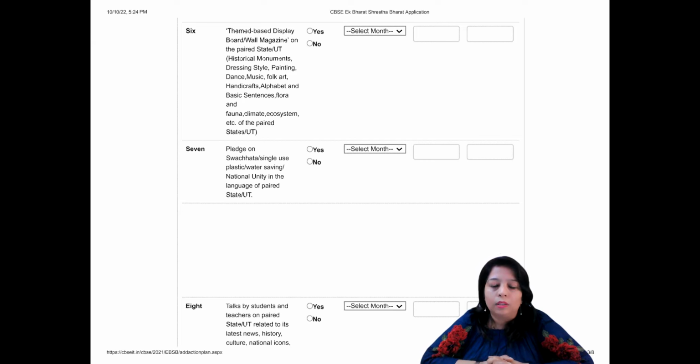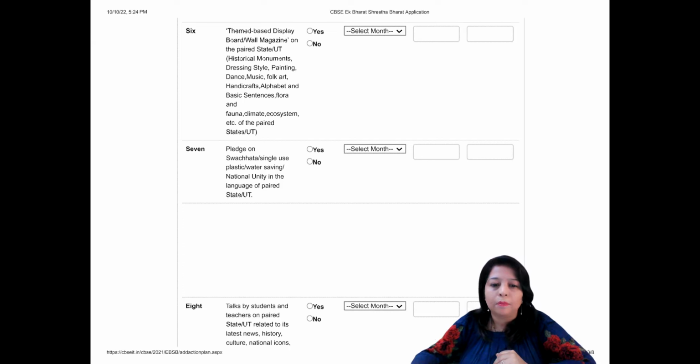Pledge on Swachhta, single-use plastic, water saving, national unity in the language of the paired state. See, let me tell you, my lovely educators, this Swachhta, we have already conducted this pledge. So you can upload this. September month में होता है हमारा स्वच्छता अभियान. So accordingly you can select the month September. How many children took part in Swachhta Abhiyan? How many teachers were involved? So accordingly we will have the number with us. We can upload the same and we can share the report too. The report portal is different after you submit your action plan.